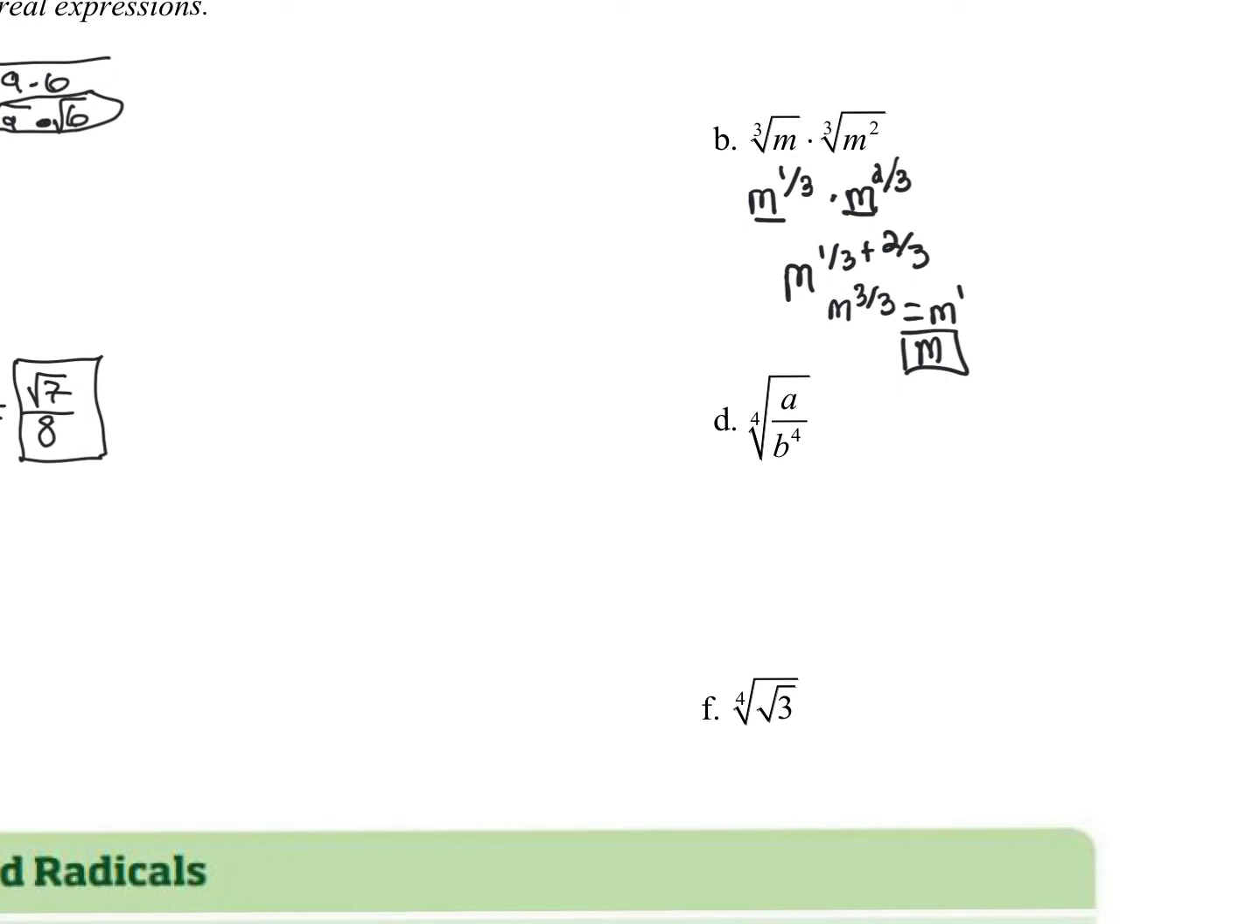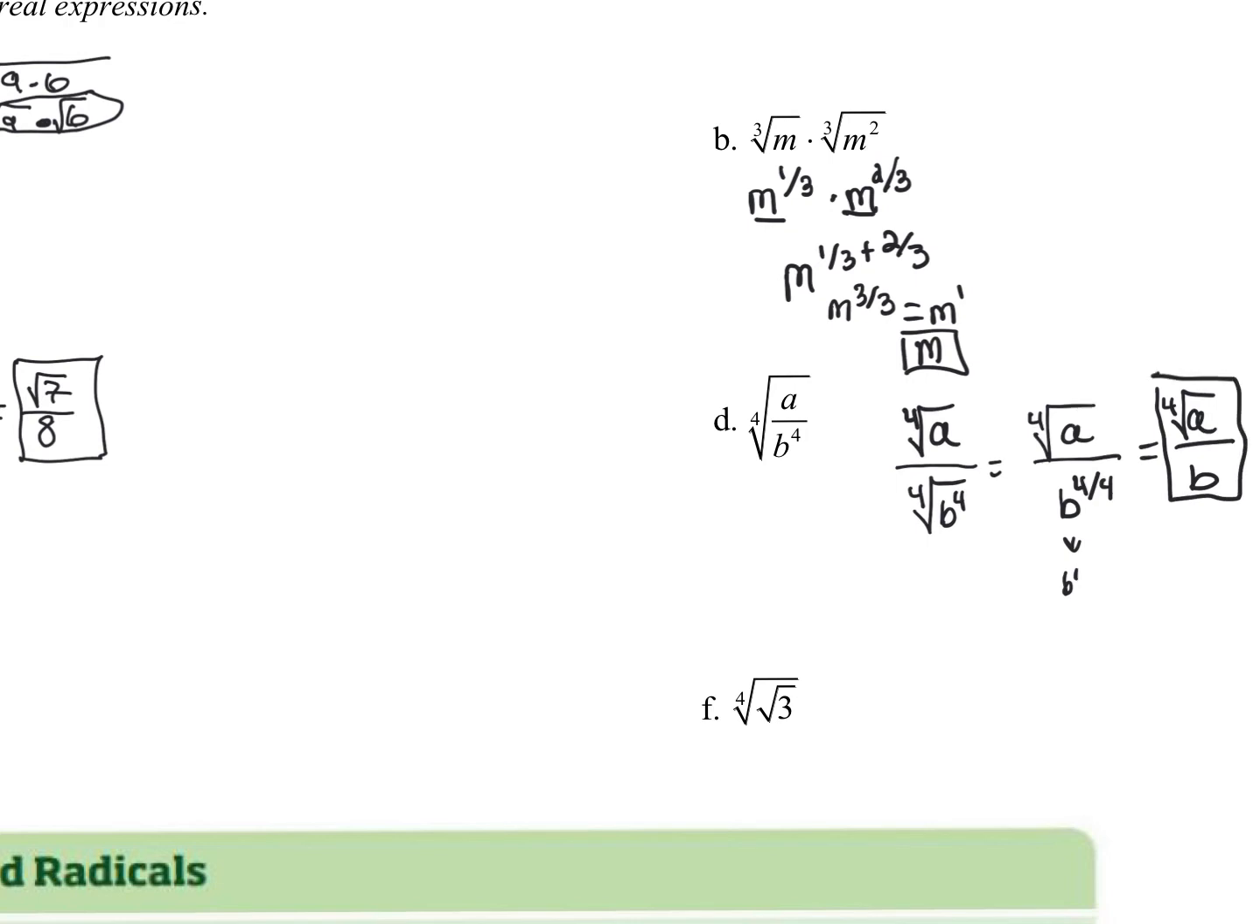Letter D. On top, I have the 4th root. Just want to make that a little bit more legible. On top, I have the 4th root of A. On bottom, I have the 4th root of B to the 4th. I'm going to leave the top as a root. But on the bottom, just so you believe me, 4 as a power divided by the 4th root is B to the 1st, which is just B. So I have the 4th root of A on top over just a plain B on the bottom.